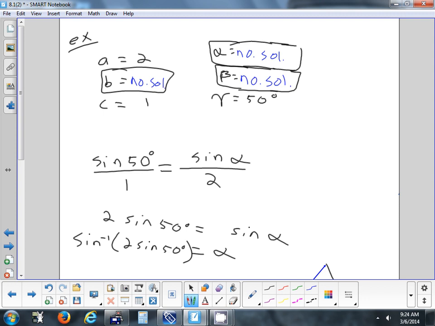Okay, what I want to do now is make a sketch of that triangle. What's going to happen if we make a sketch of a triangle that's no solution? It won't be a triangle. Okay? So let's take a look.